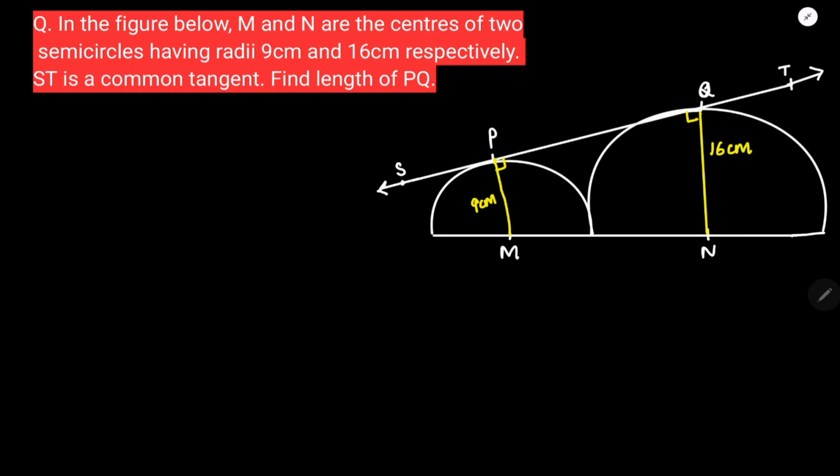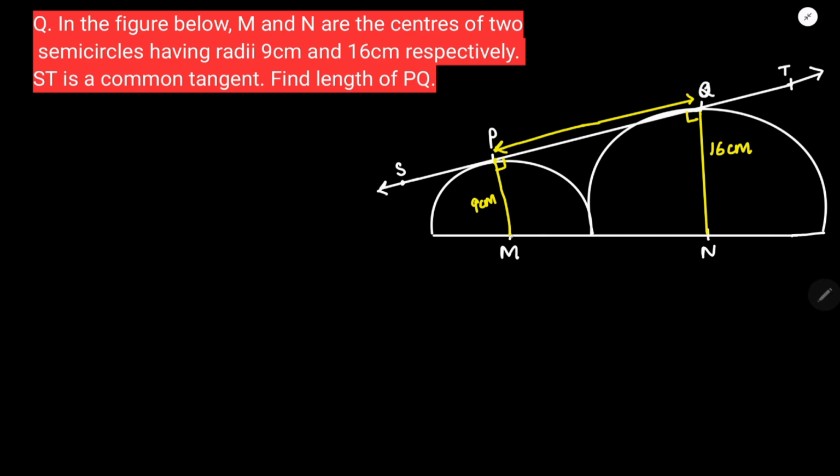Then they are saying ST is a common tangent. This is a tangent, right? ST and P and Q, this is a tangent. We need to find the length of this PQ. This is our problem. So how should we proceed now to find the length of PQ? What should we use?